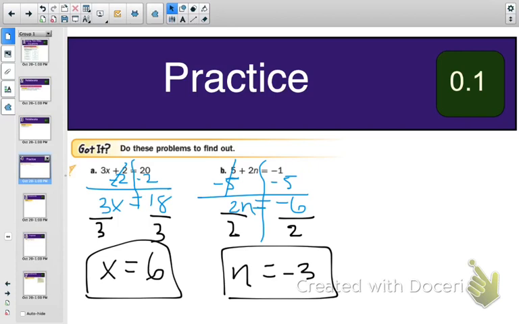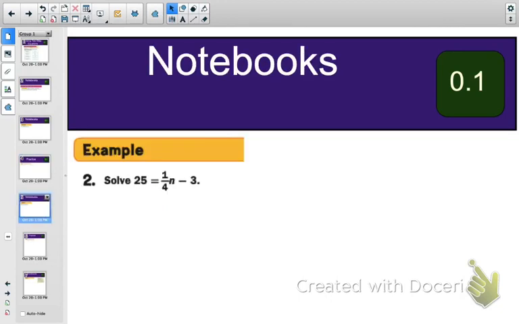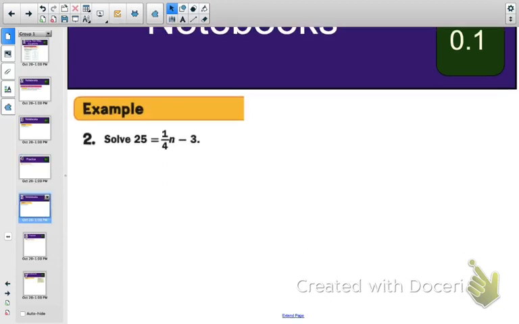Alright, welcome back. Hopefully you've solved both of those two-step equations and got x equals 6 and n equals negative 3. Okay, you can see my work here. If you were confused, go ahead and pause it, review my work, see if you can get the gist of that. Okay, on we go. Tally-ho. Okay, next one, we have this fraction, so it might be a little scary, but that's okay.